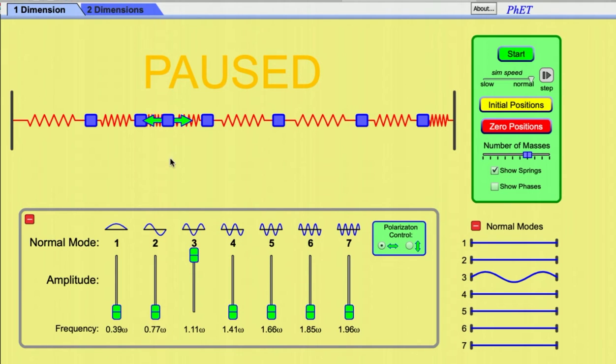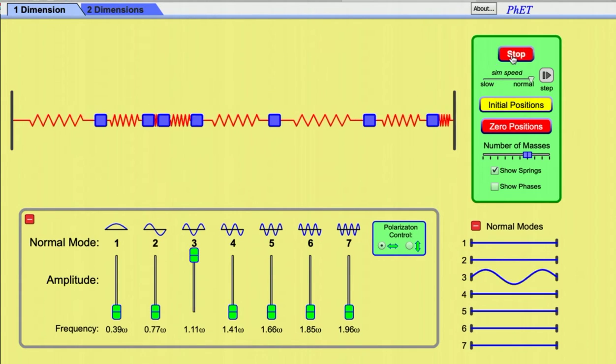So what's happening is that in some places the air molecules are compressed next to each other, and in other places the air molecules are more spread out, so they're rarefied. And so let's go ahead and run this to see how this looks.